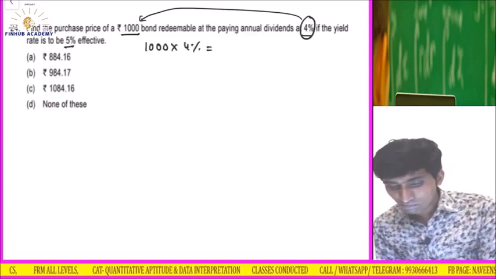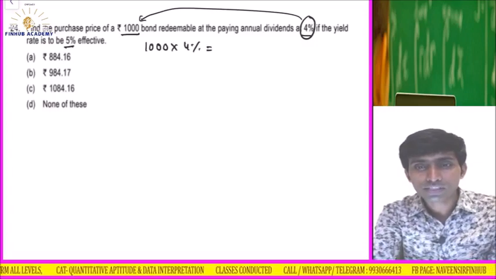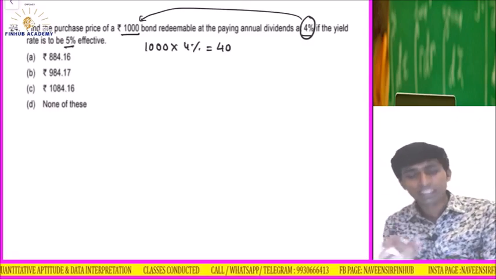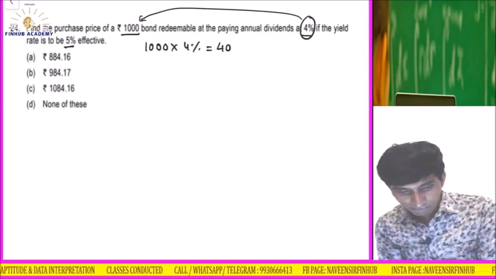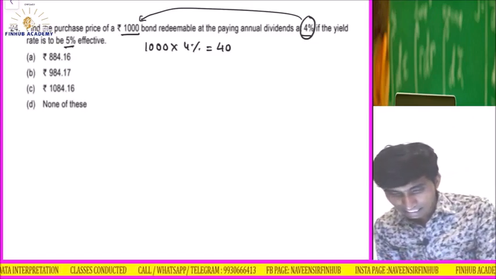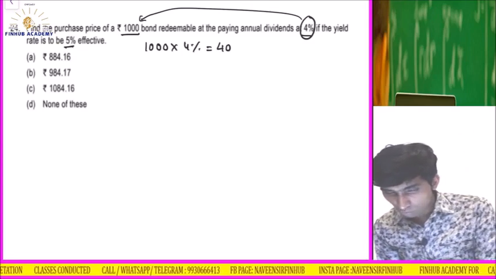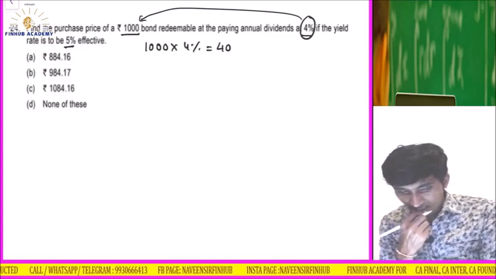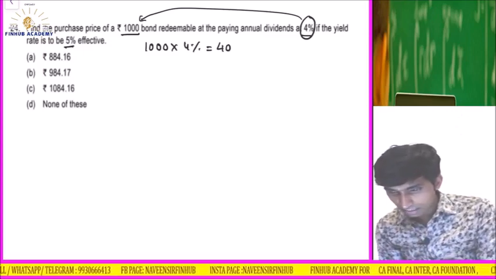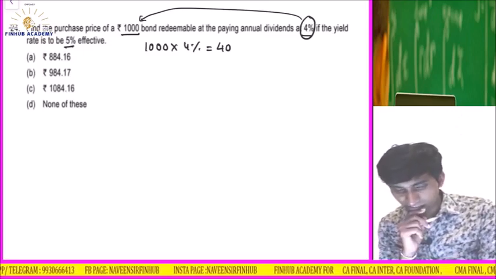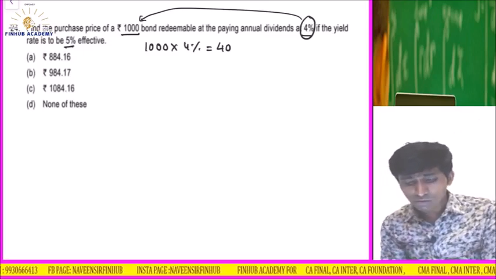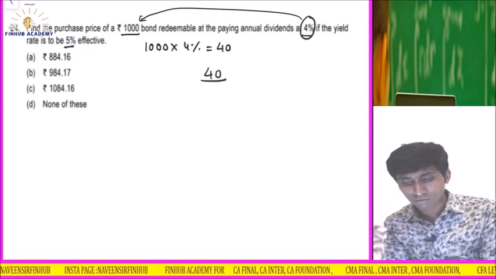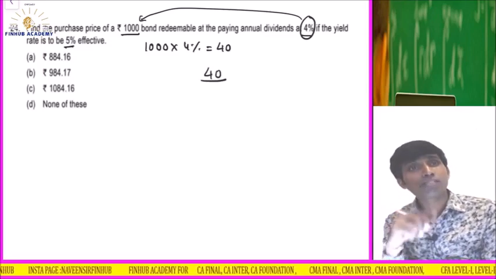That is 1000 into 4%, how much? 1000 into 4% is 40. So 40 will be my interest coupon, and I will get it for how many years? Find the purchase price for paying annual dividend, 4% if the yield is 5%. They have not given us the life. So I think they have not given us this. Let us assume that they have not given us the life, so I am assuming that it's perpetuity.